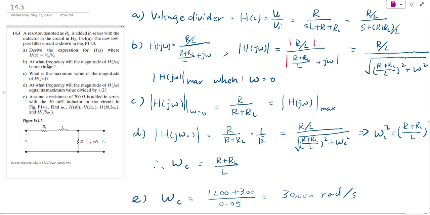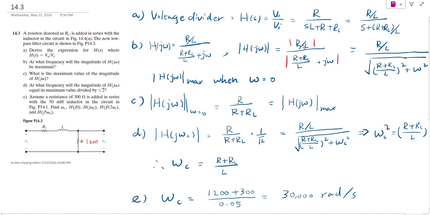For B, at what frequency will the magnitude of H(j omega) be maximum? First, we find the expression for H(j omega), which is very simple. We just have this S expression, then replace S with j omega, so we bring it into the frequency domain. Then the magnitude of this transfer function, because there is a numerator and denominator, equals the numerator magnitude divided by the denominator magnitude.